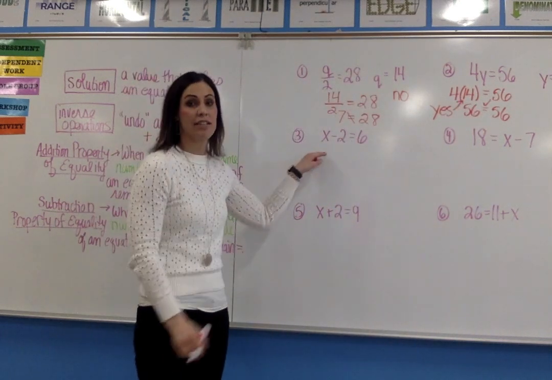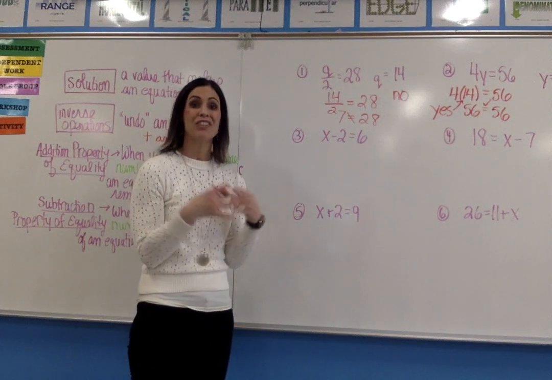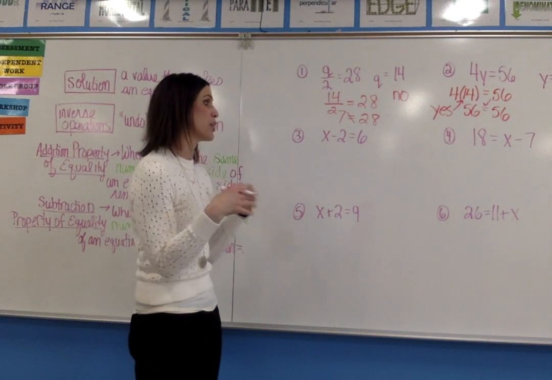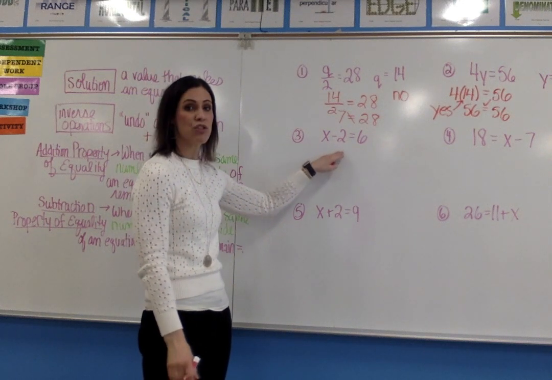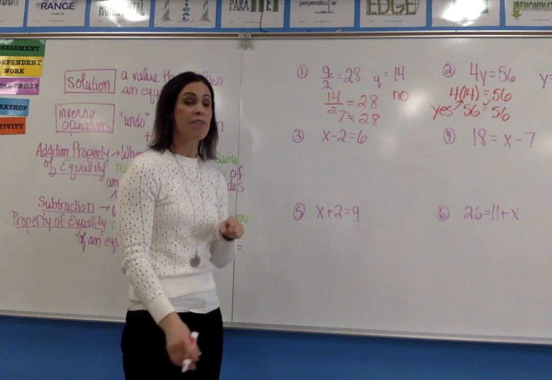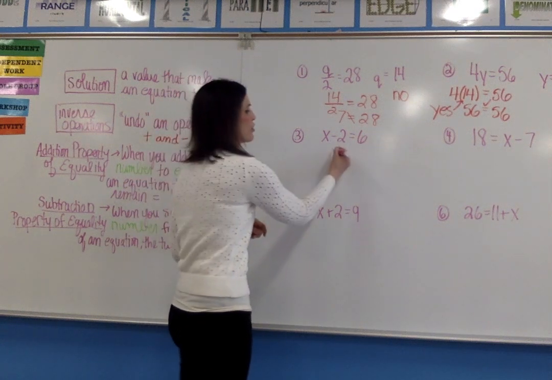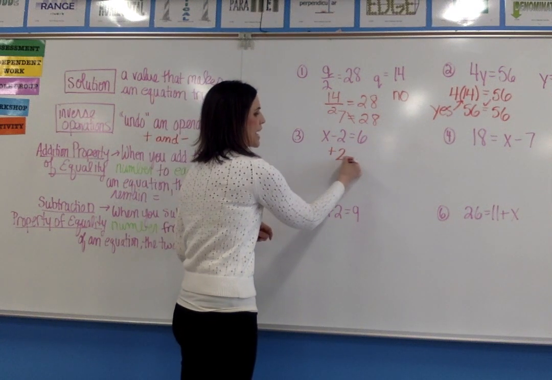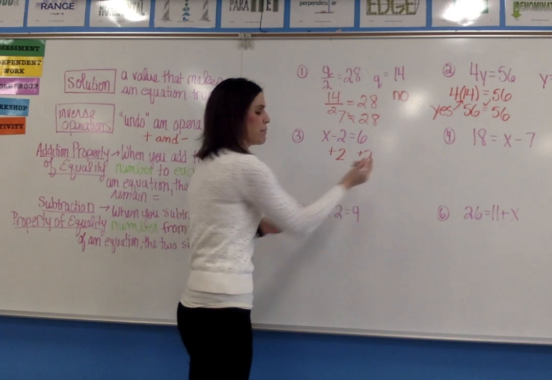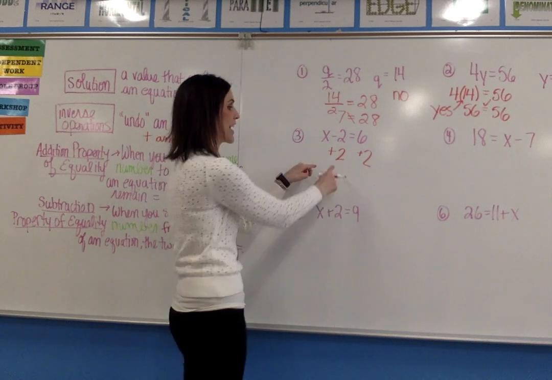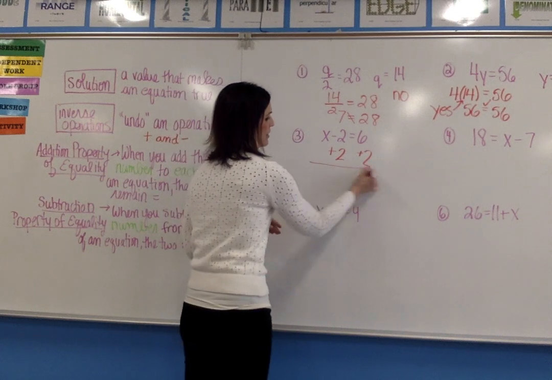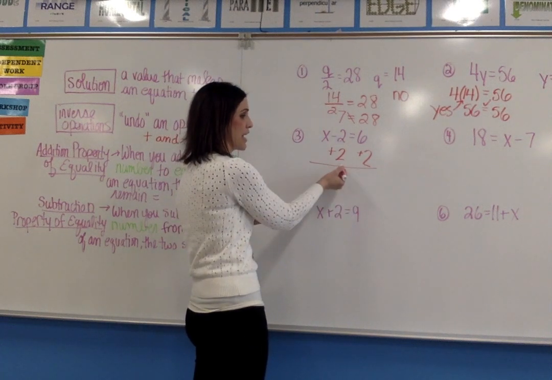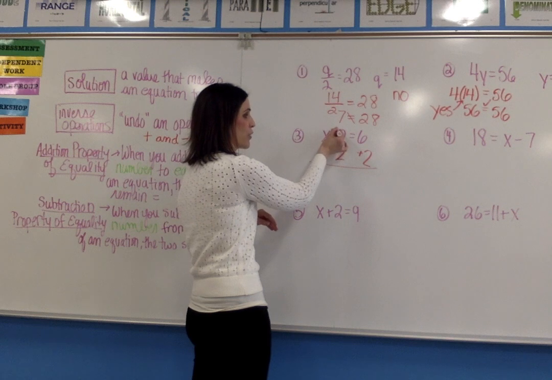Now let's take a look at solving our equations. So we're going to use the inverse operations to undo these. Number 3 says x minus 2 equals 6. The inverse operation of subtracting 2 is adding 2. And as we've discussed, we need to keep the equation balanced. So if I add 2 to the left, I have to add 2 to the right.